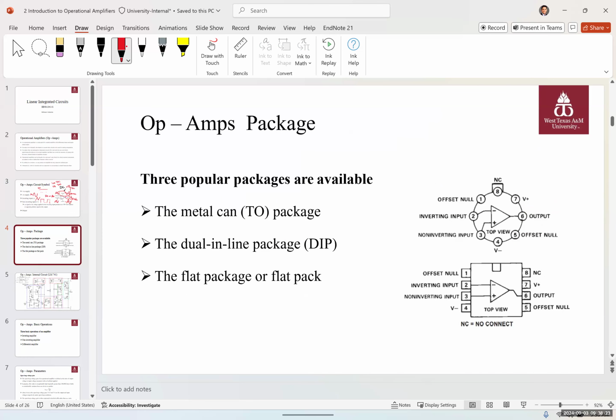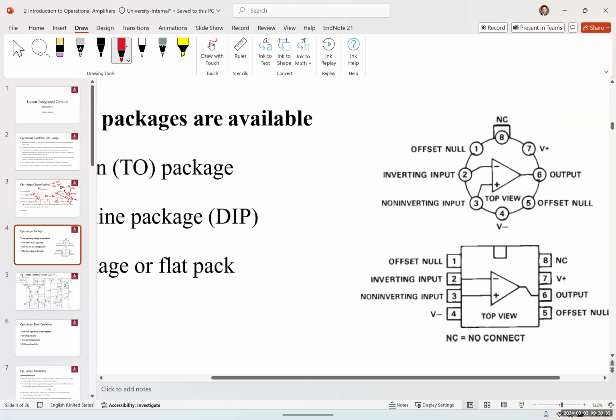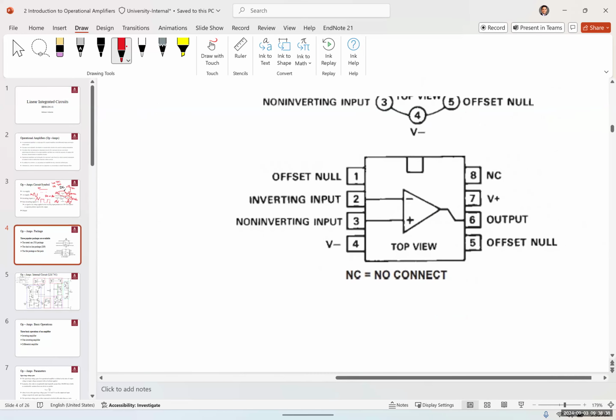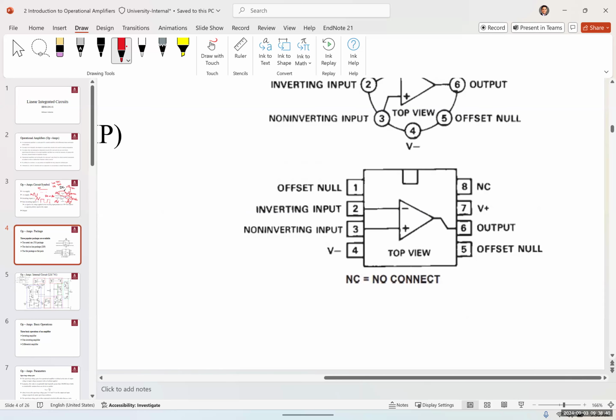Op amps are usually made in 3 different packages. We have the metal can, or the TO package. We have the dual inline package, or DIP, and we have the flat package. So this is an example of a dual inline package. This is, for example, the LM741.